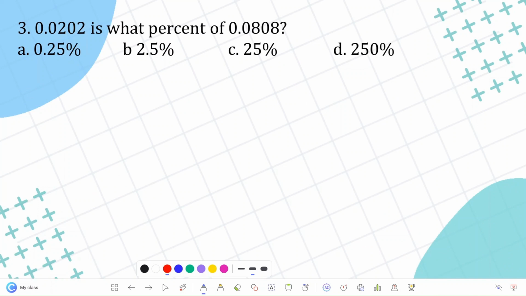Ang ating item number 3 is 0.0202 is what percent of 0.0808? Is it A, 0.25%, B, 2.5%, C, 25%, or letter D, 250%.